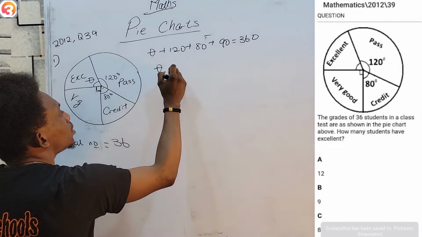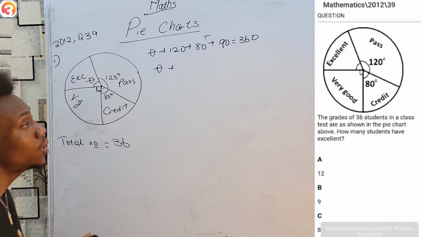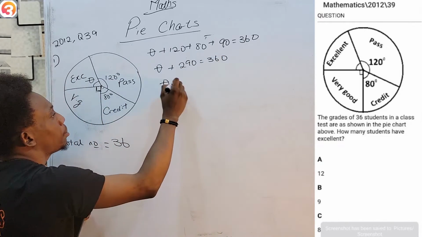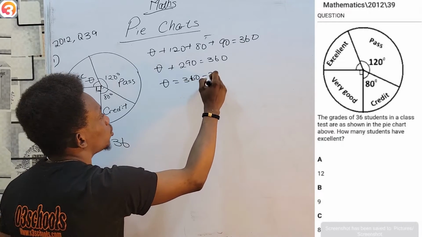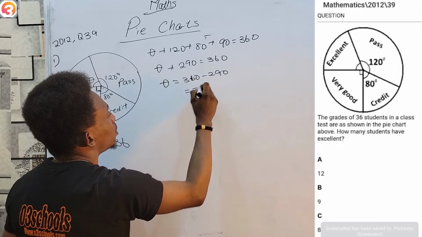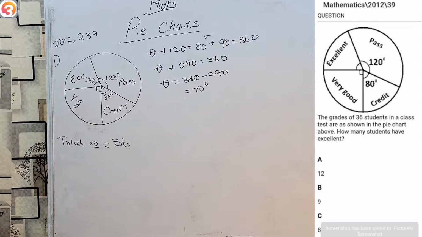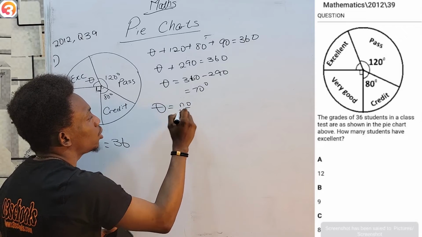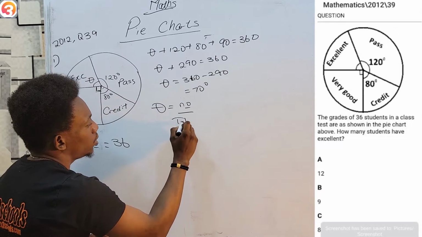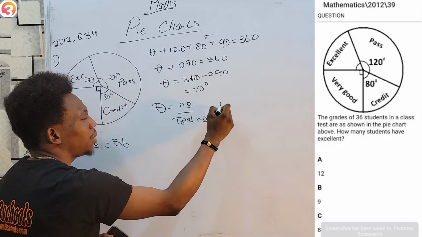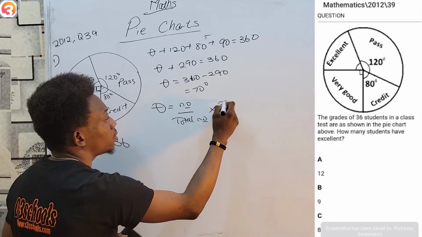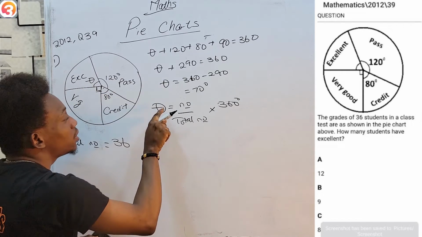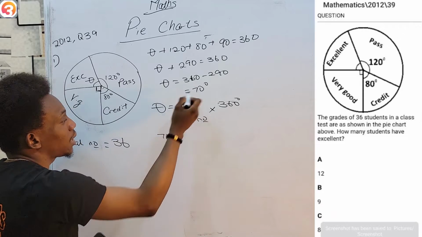Well then, theta plus 120 plus 80 is 200, plus 90 is 290, equals 360. Then theta will be 360 minus 290, which is 70 degrees. And now once I know my angle, I remember my formula. Formula is theta equals to the, let's call this the number I want, over the total number times, not 100%, but 360 degrees. Sorry for that almost mistake. Also, theta will be 70 degrees as we've determined.